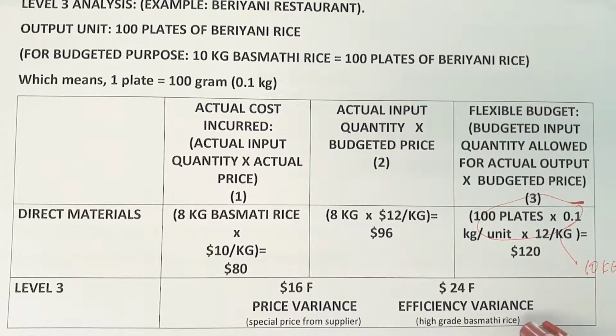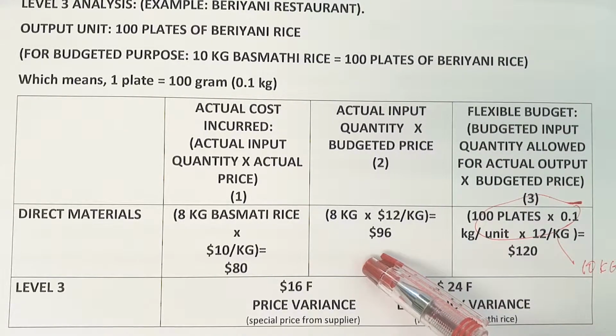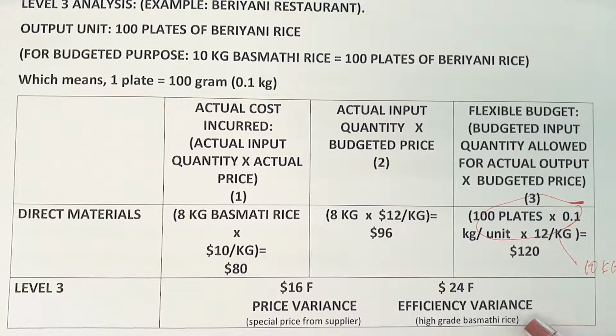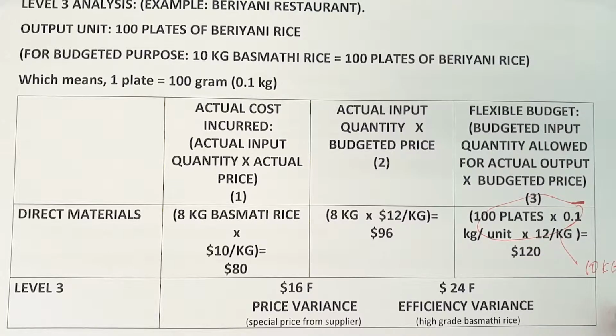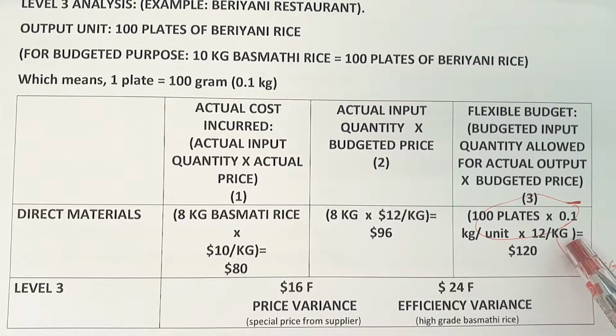Probably why this happened, why we just need 8 kg, is because if we use high grade, high quality basmati rice, we can come up with more quantity of rice than usual. If for example we use low quality basmati rice, we probably need 10 kg of rice to prepare 100 plates of biryani.